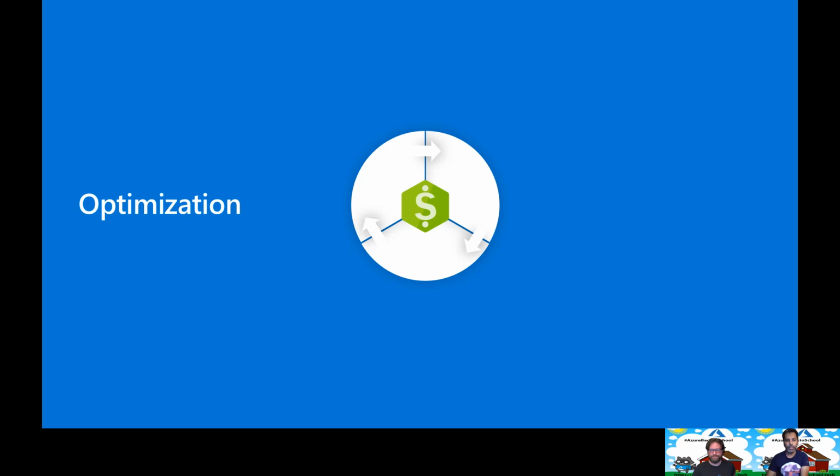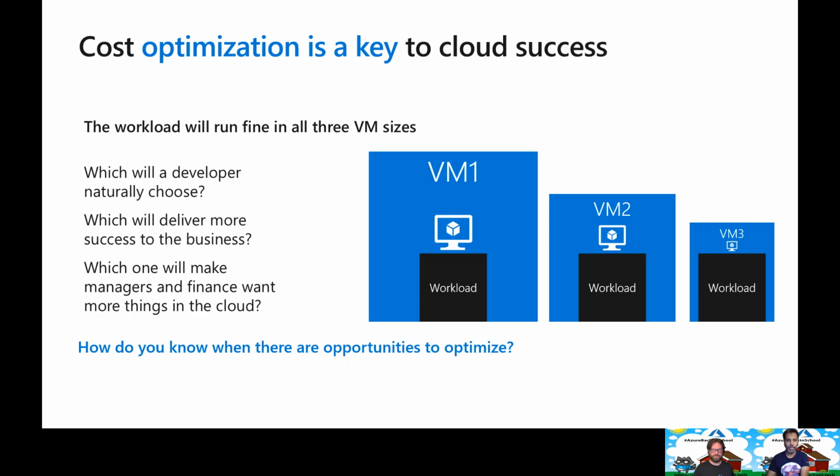So now let's move into our last module, if you will. Optimization. And this mainly talks about how you optimize cost. I've talked about reserved instances and those kinds of things, but there are a couple of things we can do for cost optimization.